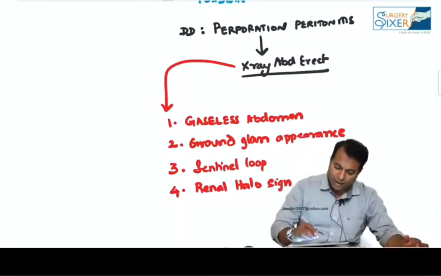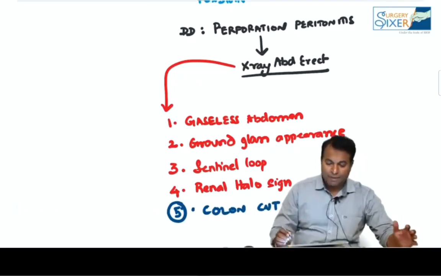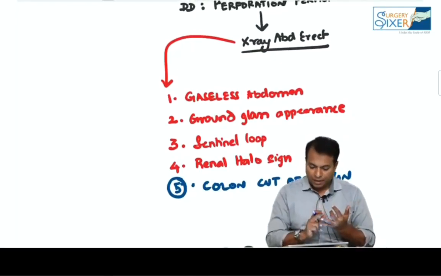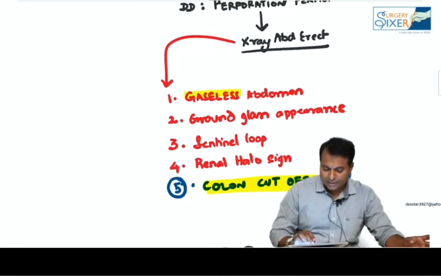There may be renal halo sign, and a 100 times asked MCQ, all of you should not forget this, that is colon cutoff sign. I will show you the image. In the colon, there will be a part of colon missing. That is known as colon cutoff sign. So in an X-ray abdomen erect, the signs seen are gasless abdomen, ground glass appearance, sentinel loop, renal halo sign, and colon cutoff sign. Colon cutoff sign is asked in the exam. Gasless abdomen is asked in the exam.